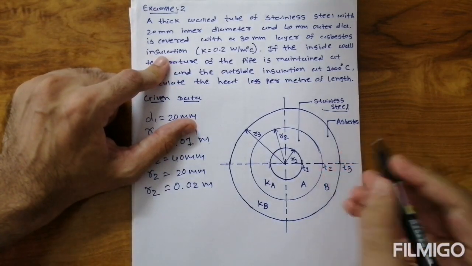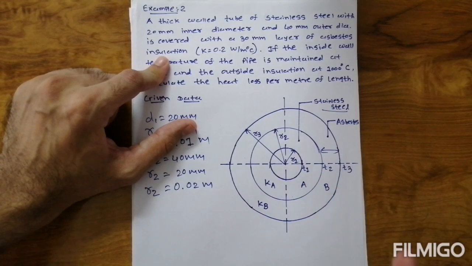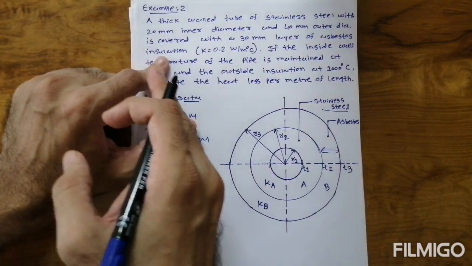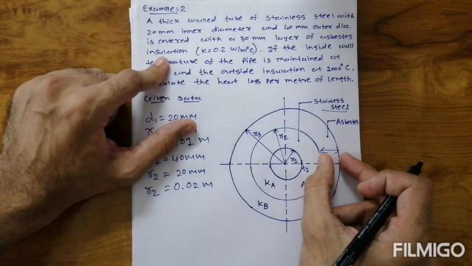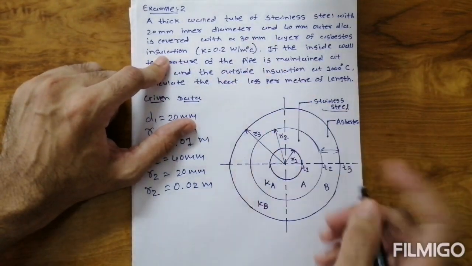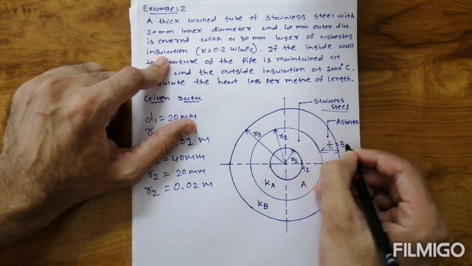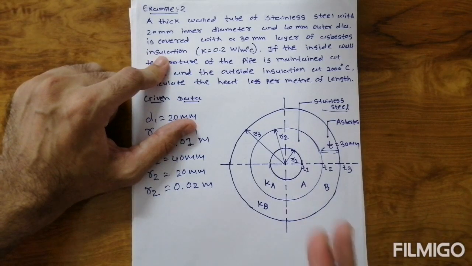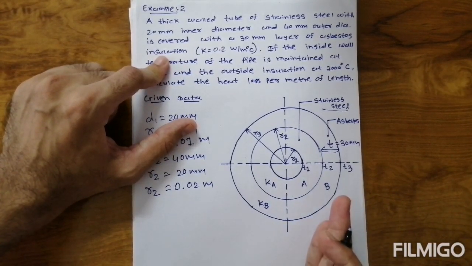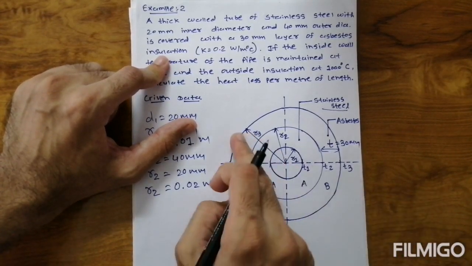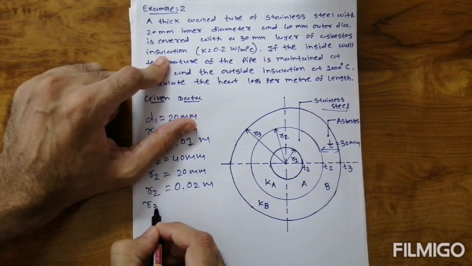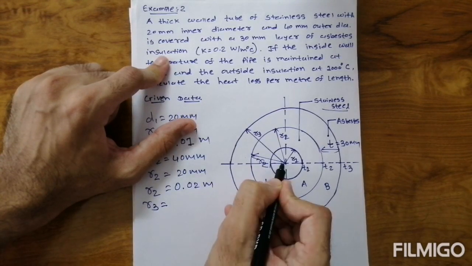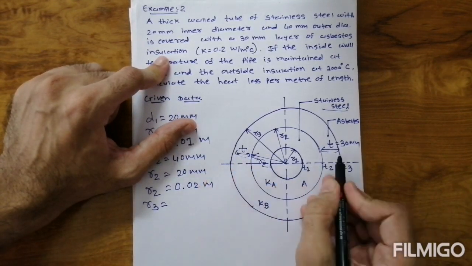For the asbestos, the thickness is given, not the radius. Radius means R3, but here neither radius nor diameter is given. Here the thickness of the asbestos is given, and how much thickness? 30 mm. So t is equal to 30 mm; we consider t as the thickness. So how to determine R3? R3 is equal to R2, and then the thickness of 30 mm is added.